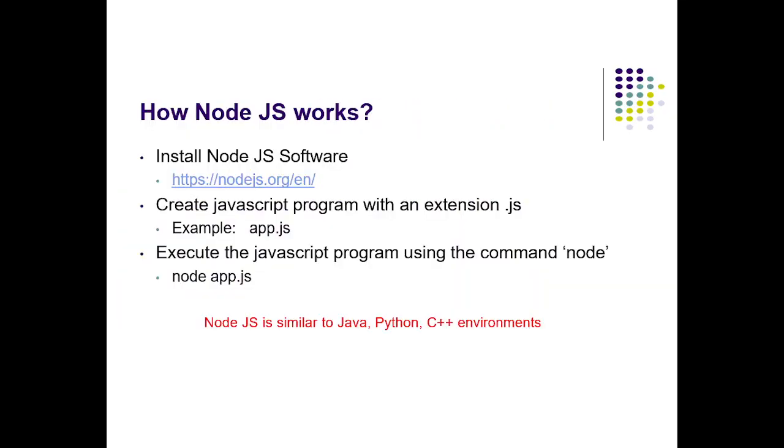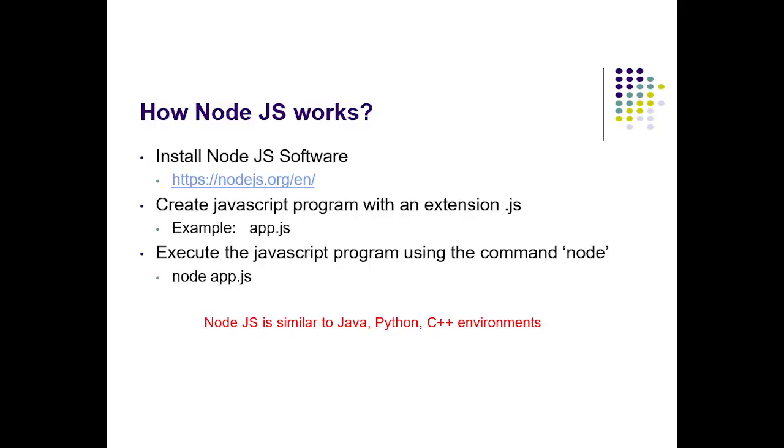Now we have to know how Node.js works. First we are going to install the Node.js software by using the link. After that, you are going to create a JavaScript program with the extension .js, for example here it is mentioned as app.js. Next we are going to execute the JavaScript program using the command node, as you can see, node app.js.